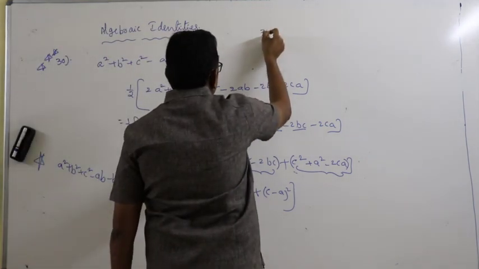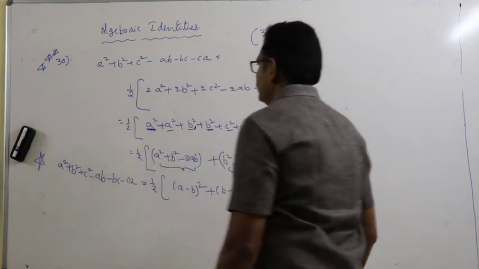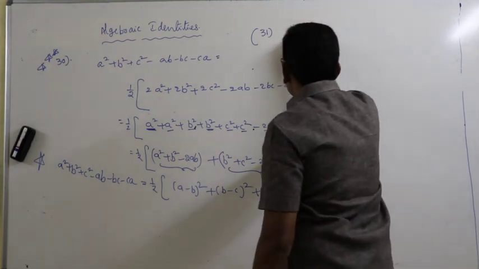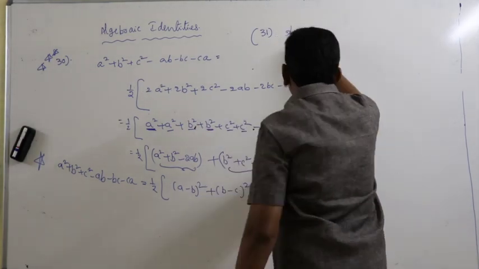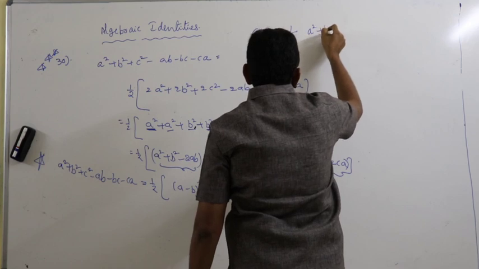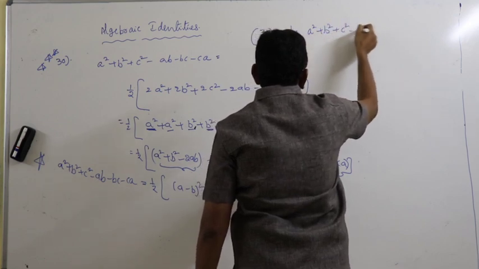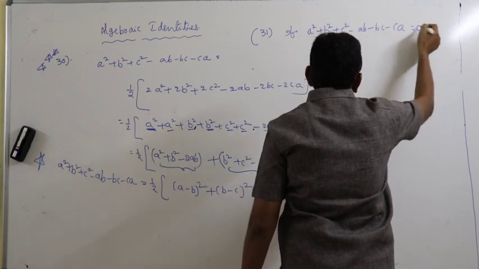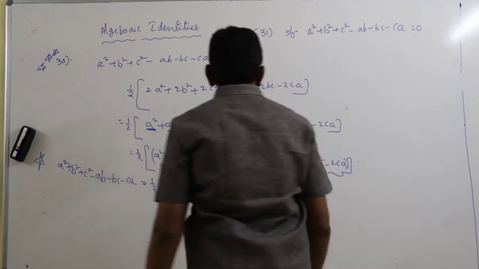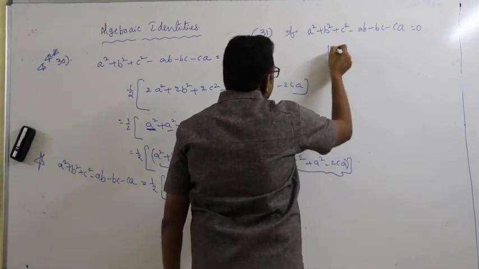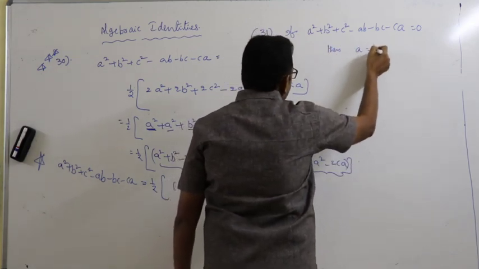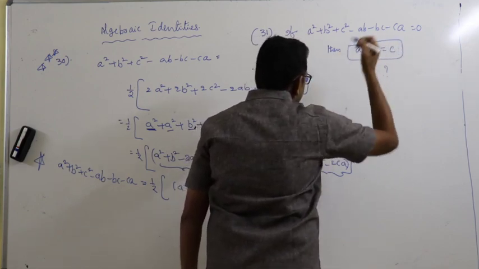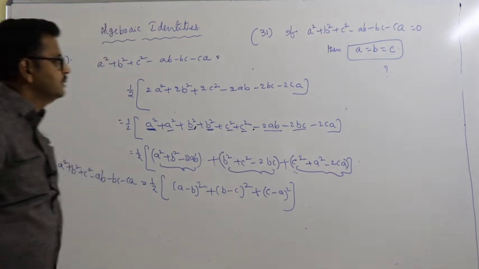Next one, same expression. If a square plus b square plus c square minus ab minus bc minus ca is equal to 0, then a is equal to b is equal to c. A equal to b equal to c. How is it possible?